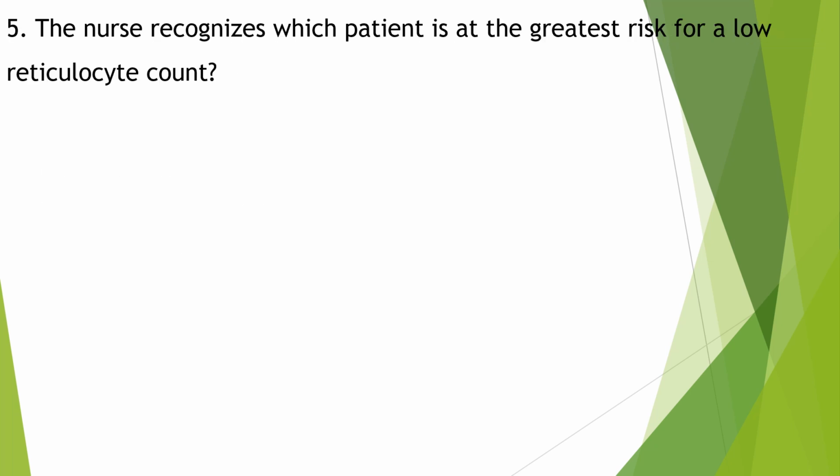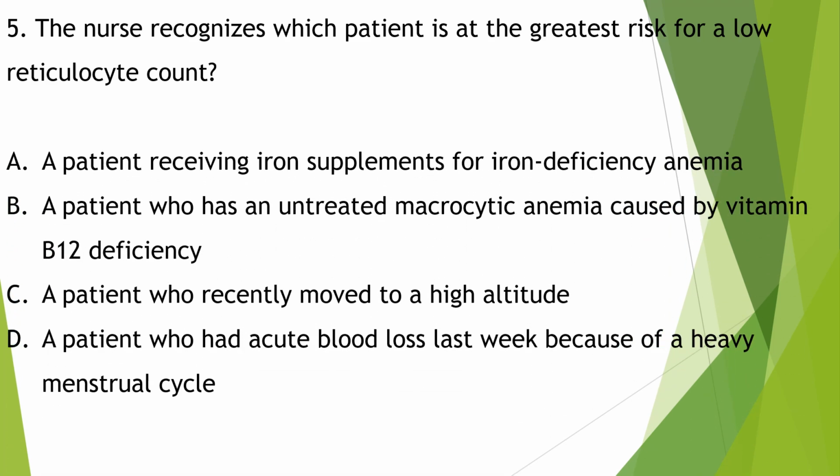The nurse recognizes which patient is at greatest risk of a low reticulocyte count. A patient receiving iron supplements for iron deficiency anemia, a patient who has an untreated macrocytic anemia caused by vitamin B12 deficiency, a patient who recently moved to a high altitude, a patient who had acute blood loss last week because of a heavy menstrual cycle.